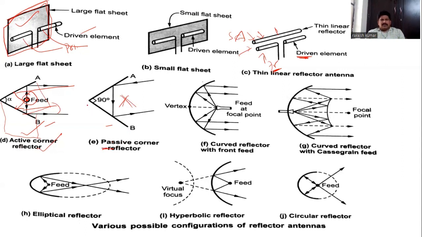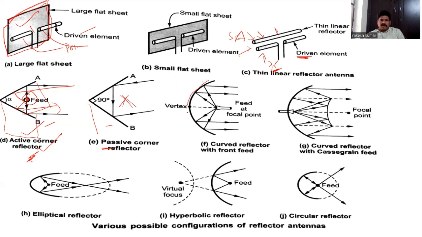Here two flat sheets are joined like this. This is one sheet and this is another sheet. If I join them like this, I get a corner. So this is a corner antenna. What is the shape of the reflector here? In the first one, you are using a flat sheet. Here you are using two flat sheets combined to form a corner.